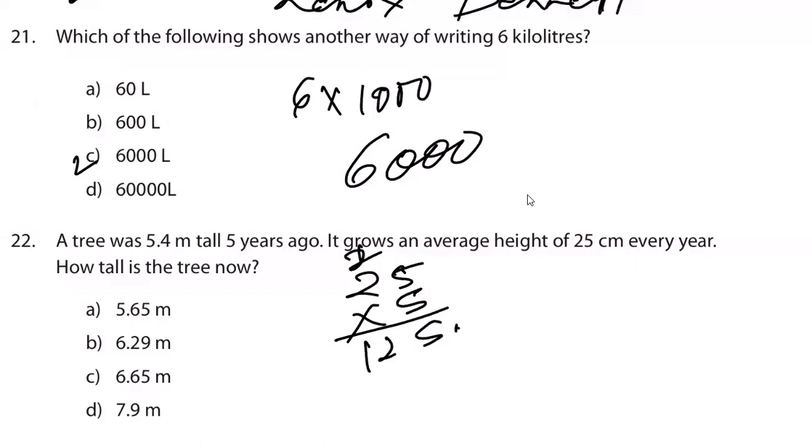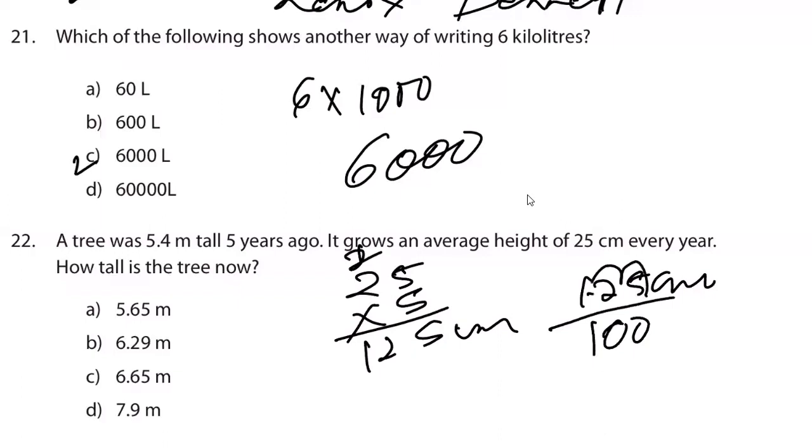If we convert 125 centimeters to meters, we're going to divide by 100 because 100 centimeters make 1 meter. So that will be 1.25 meters. So all we have to do is just add the 5.4 and the 1.25. And that will give us our answer. So 5 plus 0, that's 5. 4 and 2, 6. And so that will be C, 6.65 meters.